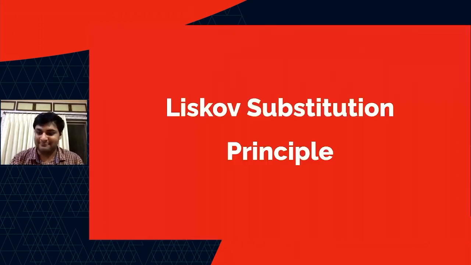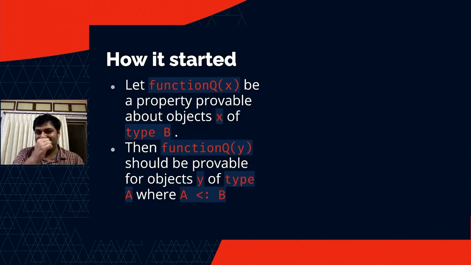Liskov substitution principle. This is a very formal definition, and it is possible that at first you will not be able to understand it, but there are diagrammatic representations of it which will really help. So let's start with the Liskov substitution principle and its formal definition. There is a function q which takes an object x of type B, and if there is a subtyping relation, here A is less than B, then we can prove that an object y of type A can be substituted for function q.